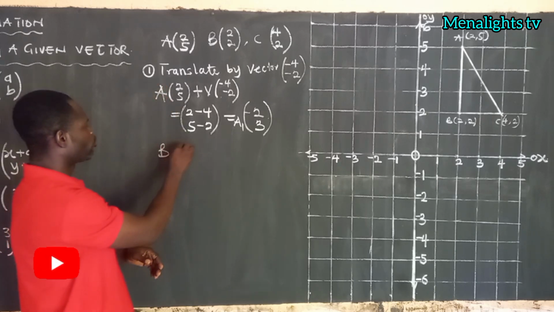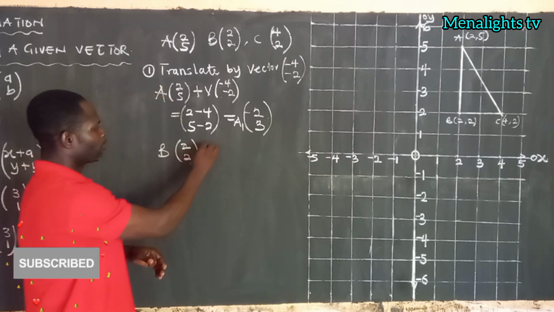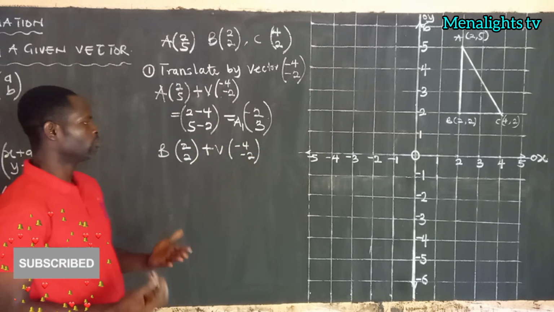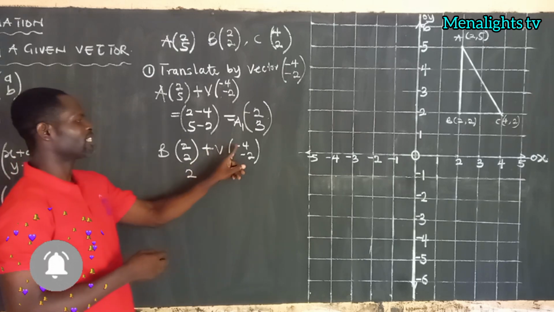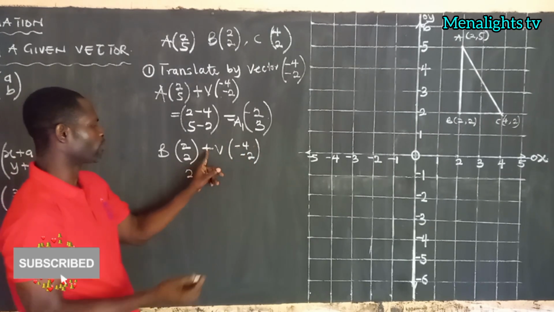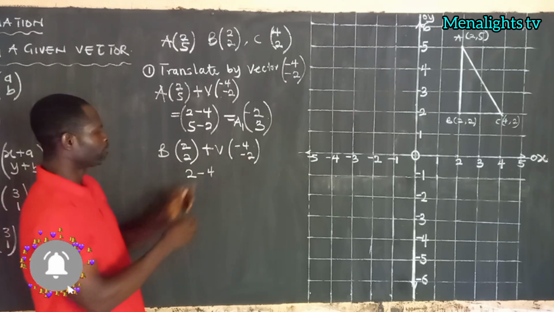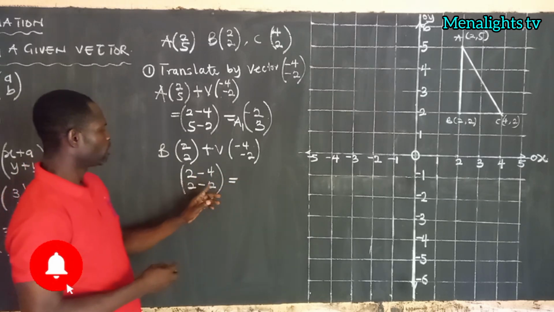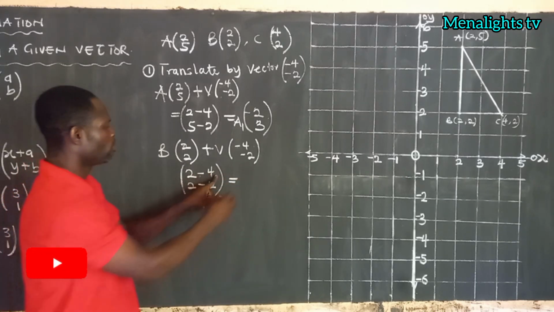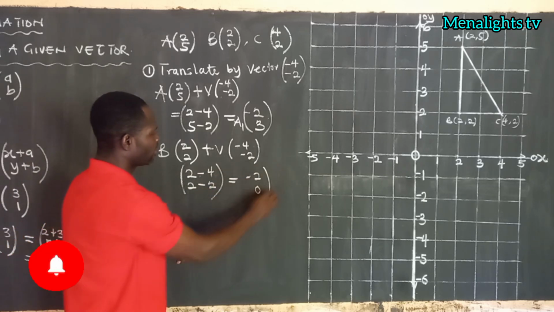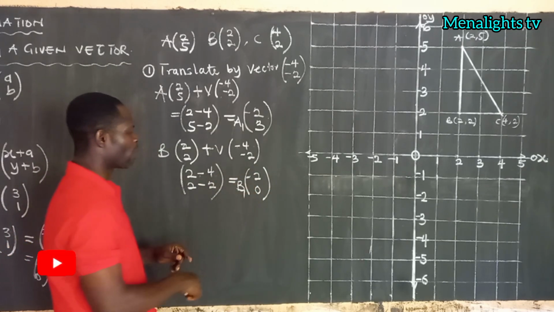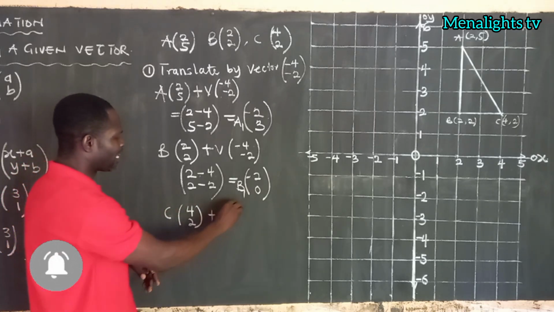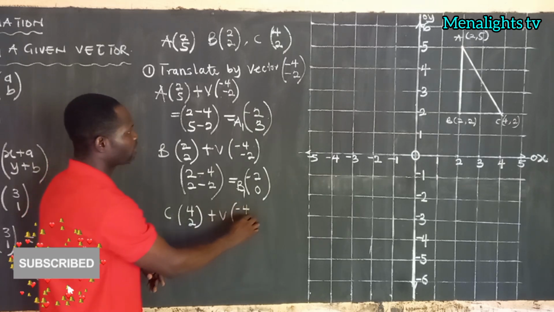Then we come to B. The coordinates of B are (2, 2), plus the translation vector, which is (-4, -2). So the same way, we got 2 plus -4. So the -4 will have dominion over the positive. So it's 2 minus 4, then 2 minus 2. So 2 minus 2 will give us 0, and then 2 minus 4 will give us -2. So (-2, 0) is my B1.